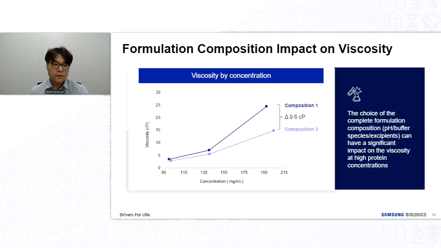Viscosity is another critical attribute for high concentration formulations. Viscosity can impact the DS and DP filling process as well as the injectability of the formulation. Therefore, viscosity is an important attribute to control. As can be seen in this slide, the composition of the formulation can largely impact the viscosity of the formulation. In this example, at the highest concentration measured, we can observe a difference of up to 9.6 centipoise between the two formulations.